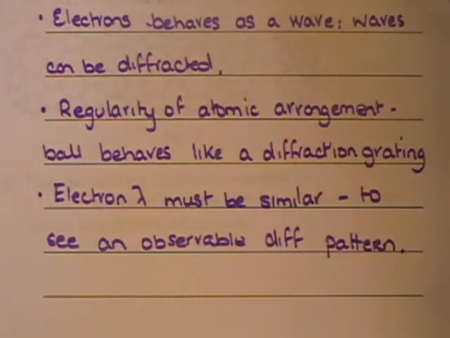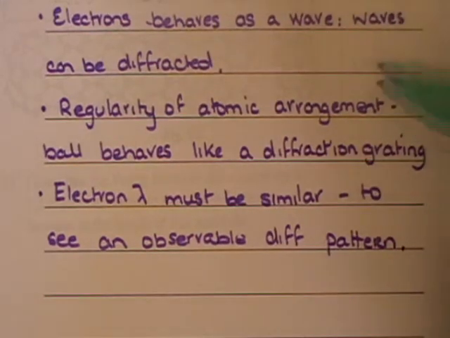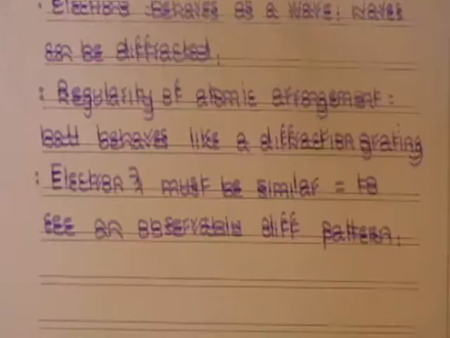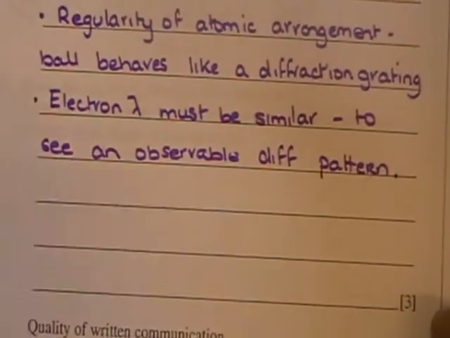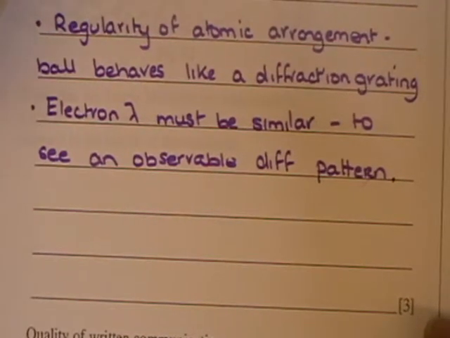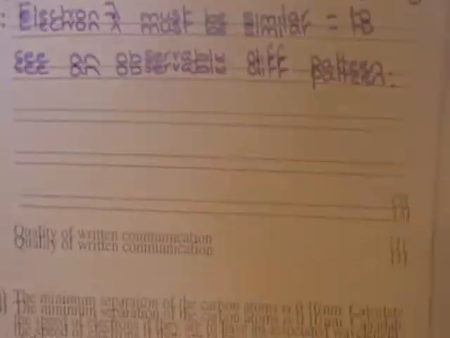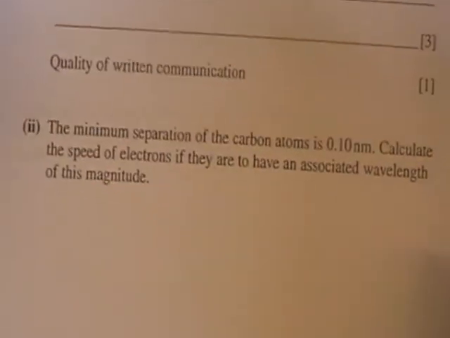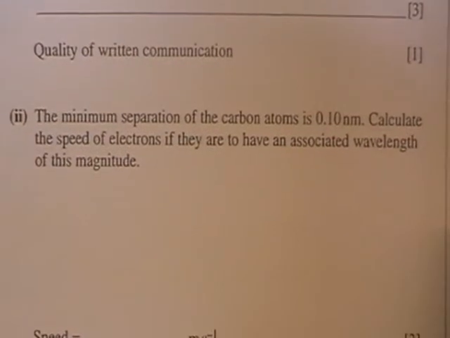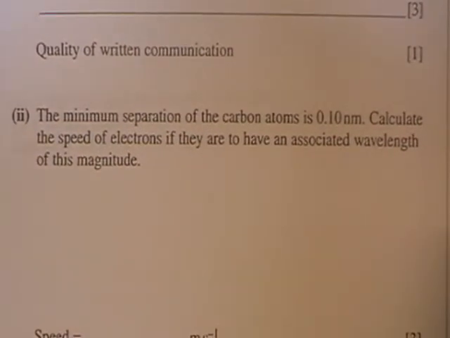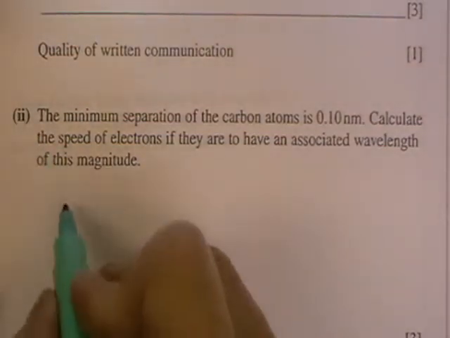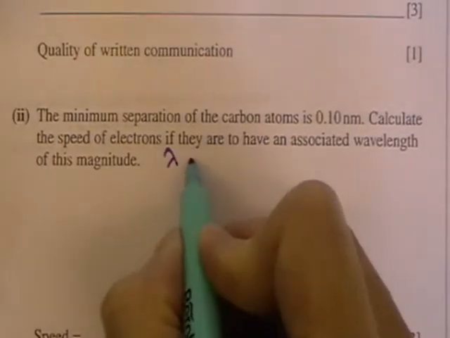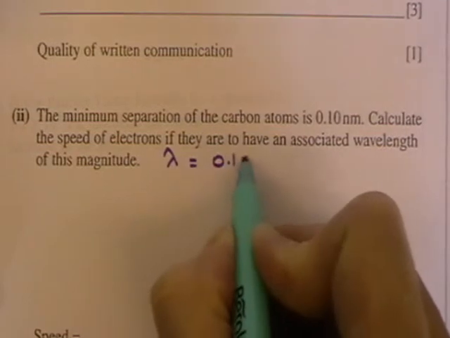Okay, so do your best to explain these and get your 3 marks. And then there's 1 mark for, obviously, again, this should be written in continuous prose. The minimum separation of the carbon atoms is 0.1 nanometers. Calculate the speed of the electrons if they are to have an associated wavelength of this magnitude. And so we're saying that the wavelength of the electrons is 0.1 nanometers.